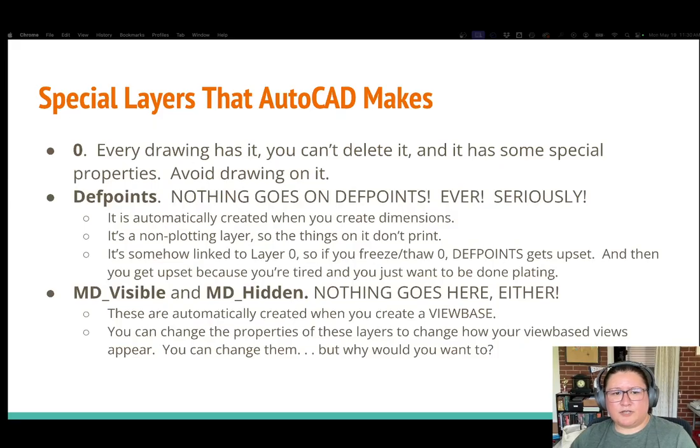There are a few layers that AutoCAD makes that you need to be careful of. The first one is layer 0, and we have all been guilty of drawing on layer 0 at some point. Here's the thing. It's a special layer. You can't delete layer 0. And it also is kind of secretly tied to some other layers, which can cause problems further down if things go weird. Just be careful about drawing on layer 0.